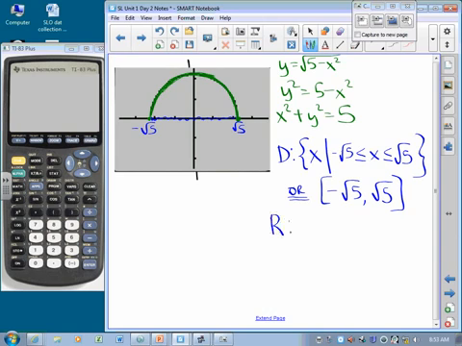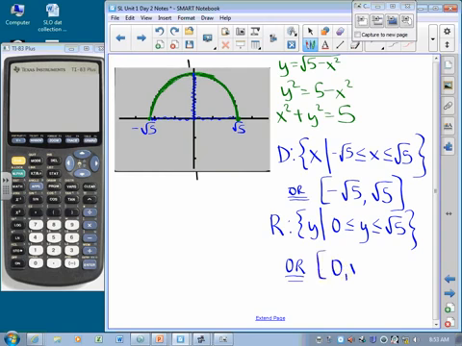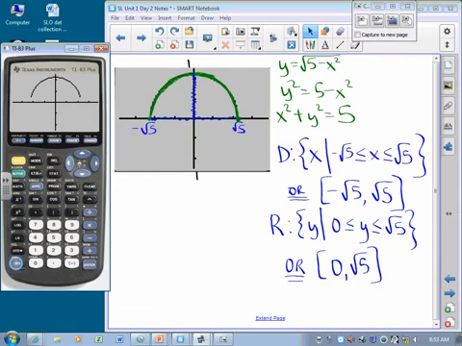Range. Range is a set of all the y values. If I have a chicken shining a flashlight from the end of the positive x-axis, there's going to be shadow cast all the way through here. And that shadow is going to take in all y values such that 0 is less than or equal to y is less than or equal to radical 5. Or, if you like, 0 to radical 5.